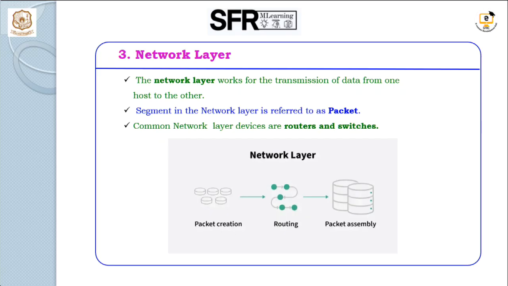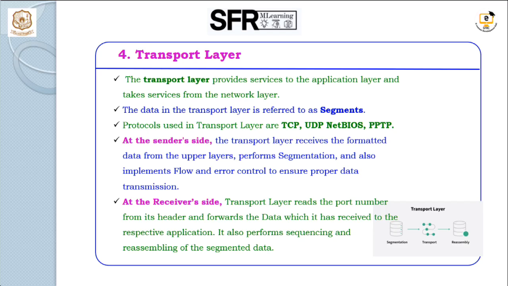The functions done by the network layer are routing and logical addressing. The next layer is the transport layer. It is the most important layer in the OSI architecture. The transport layer provides services to the application layer and takes services from the network layer. The data in the transport layer is referred to as segments. It is responsible for the end-to-end delivery of the complete message.